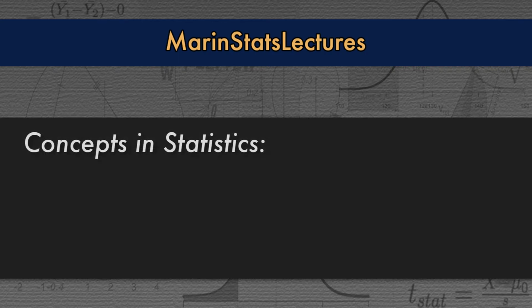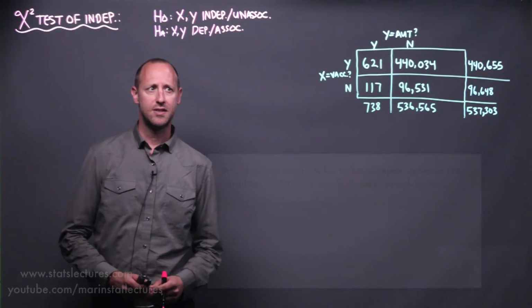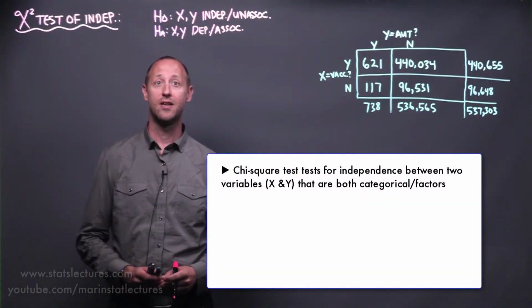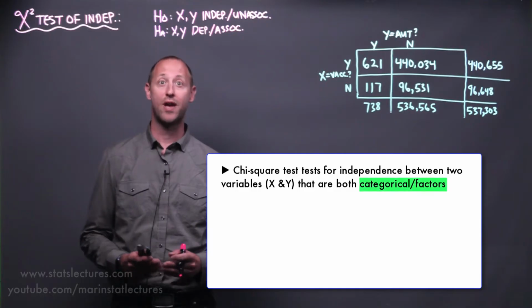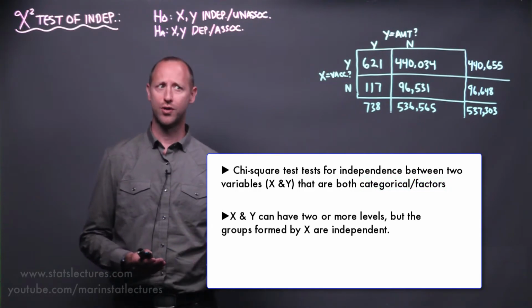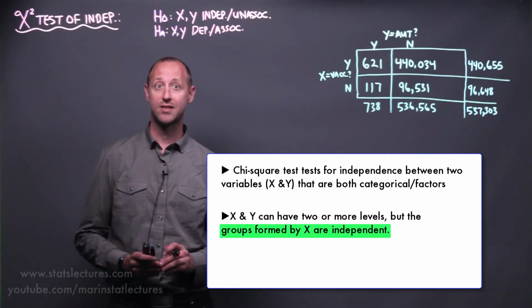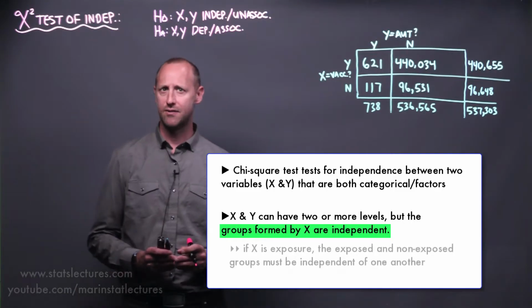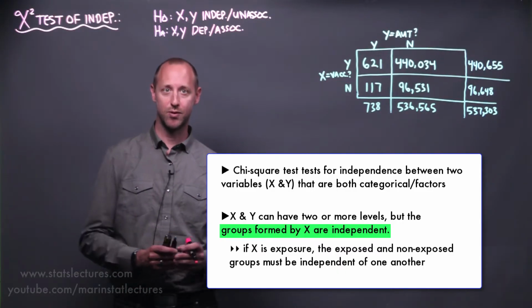We're going to talk a little bit about Pearson's chi-squared test of independence. Amongst other things, the chi-square test can be used to analyze the relationship between two variables, x and y, that are both categorical or factors. And they can have two levels or more than two levels. But one requirement is that the groups formed by x are independent.